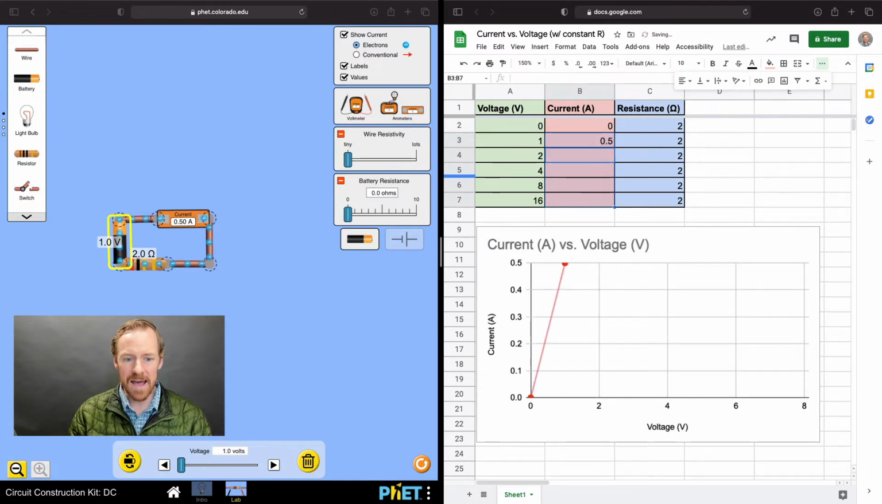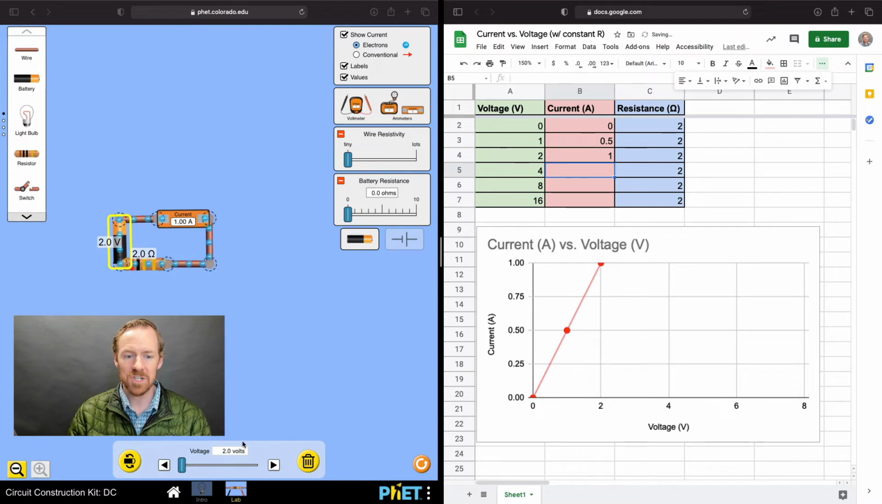Let's go ahead and double that voltage to 2 volts. The current is now 1 amp. Let's try doubling that voltage again, up to 4 volts. Interesting. The current is now 2 amps.